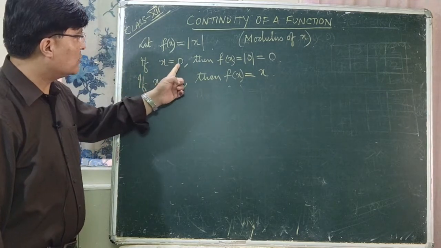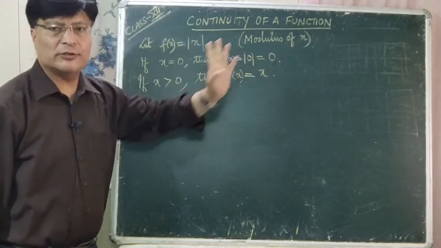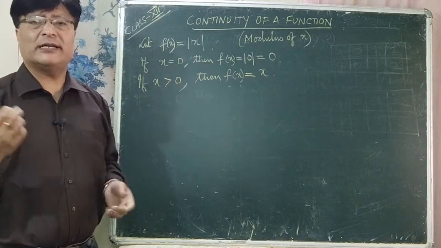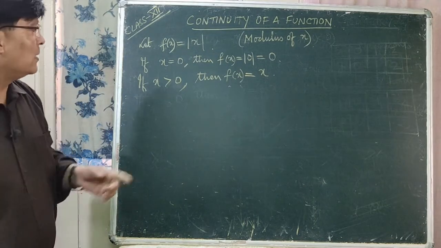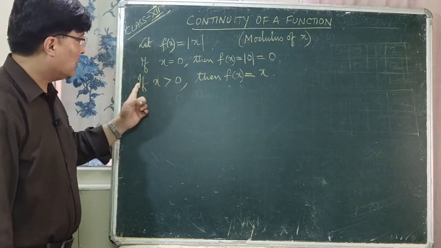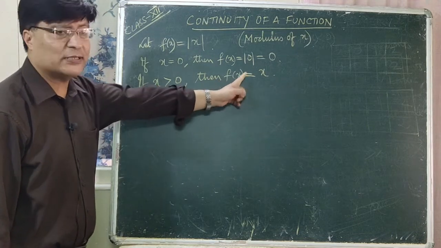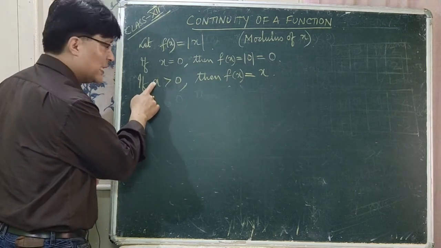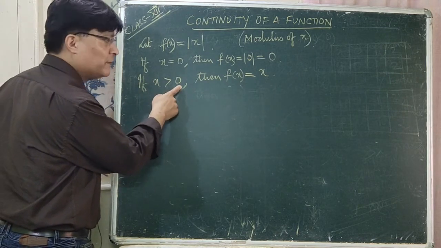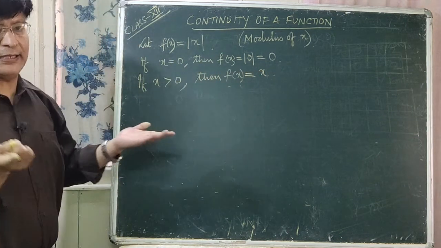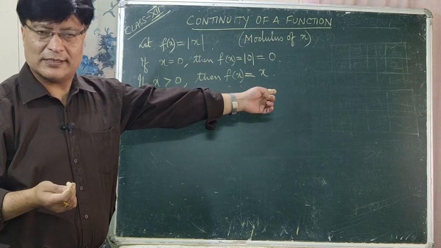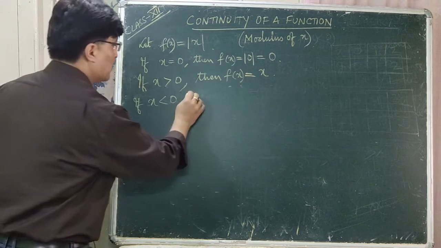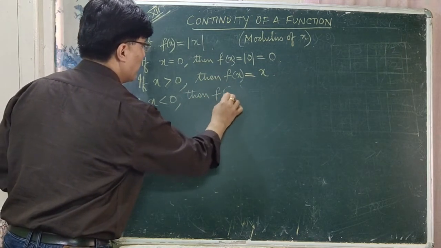Now if x is equal to 0, then f of x is equal to within mod 0 is equal to 0. That means it is neither positive nor negative. Now if x is greater than 0, then f of x is equal to x because x is already positive. You should write only x because x is already positive. Is that clear? Now if x is less than 0, then what is the value for f of x?